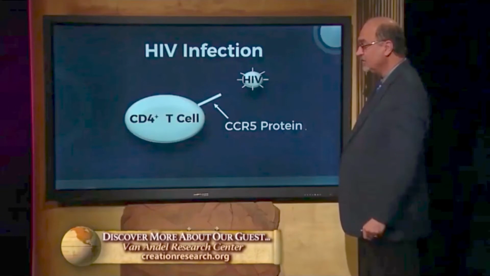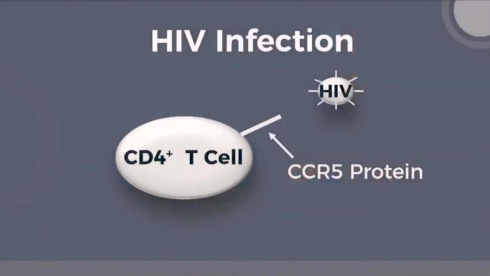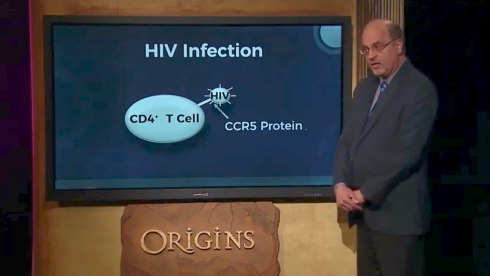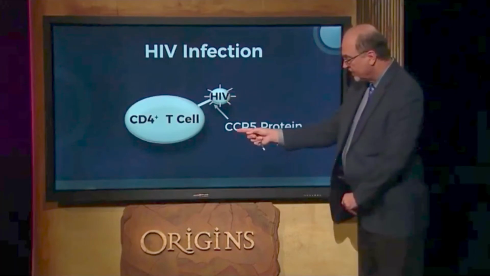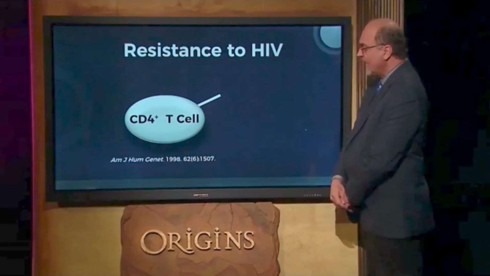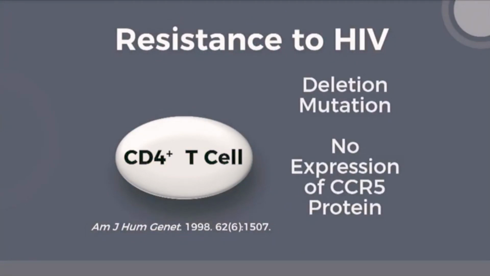Let's look at HIV infection. If you are exposed to HIV, you certainly would like to be resistant. HIV will bind to a protein on what's called your T helper cell. The name of this protein is CCR5. HIV is a virus, and it will bind to that protein. Viruses have to bind to the cells in order to infect. If they can't bind to the cell, they can't infect. So HIV looks for this CCR5 protein in order to infect the T helper cell. If you have a mutation where you have lost the expression of this CCR5 protein, HIV will not infect you.